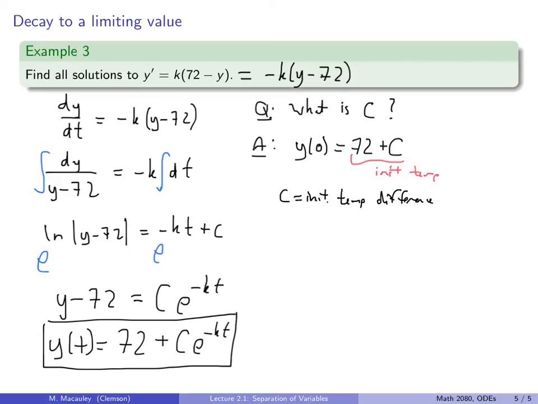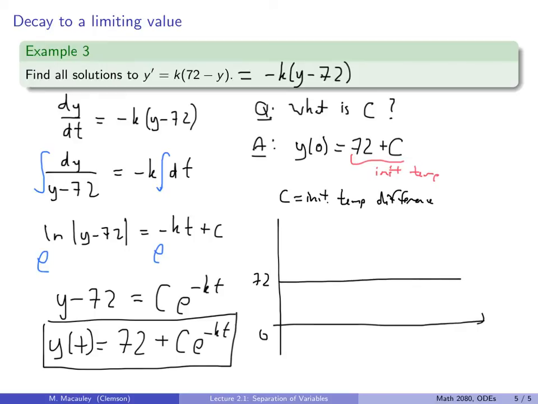Okay, so let's plot what these solutions look like. So this is 0. Let's say this is 72. Now, if your cup of coffee begins at 72 degrees, it's going to stay there forever. I should label my axes, T, and this is Y of T. And now if my coffee starts hot, it's going to decay toward that temperature, and no matter where I start, I get this decaying behavior toward the ambient temperature.